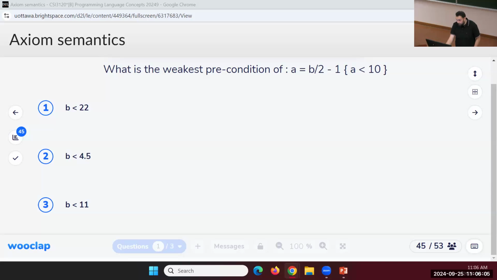I sort of did the same thing, but instead I just solved the inequality. So I put B over 2 minus 1 less than 10 and just solved it. Okay, so the same idea, but you solved it differently. Samuel, you had the same thing. Okay, who said B less than 4.5? Who wants to explain why? Who said B less than 11?